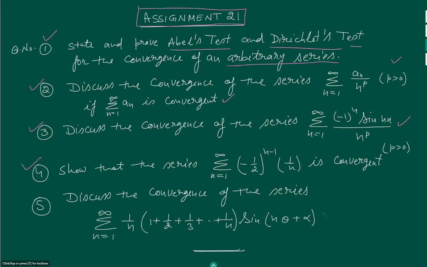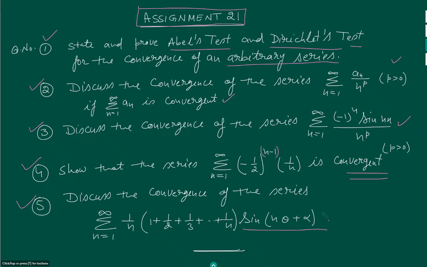Question number 4 is: show that the series summation (minus 1) by 2 raised to the power n minus 1, n varies from 1 to infinity, into 1 over n is convergent. And question number 5 is: discuss the convergence of the series summation 1 over n, n varies from 1 to infinity, (1 plus 1 by 2 plus 1 by 3 plus ... plus 1 by n) sin (n theta plus alpha). You have to discuss the convergence of this series.